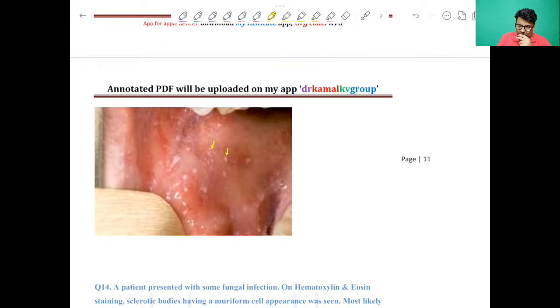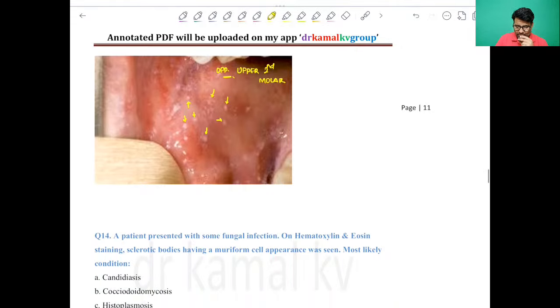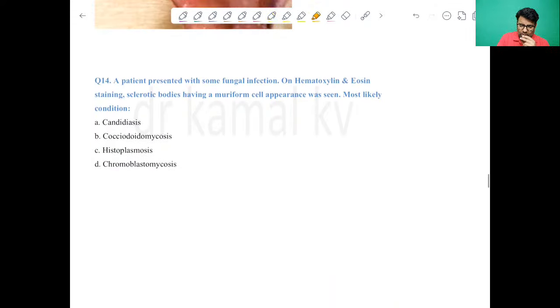Here is an image of the oral cavity where we can see the Koplik spots. Clear? These are all Koplik spots in the oral cavity, opposite the upper second molar. So the moment you have this kind of presentation or description, don't hesitate to make a diagnosis of measles. Clear?